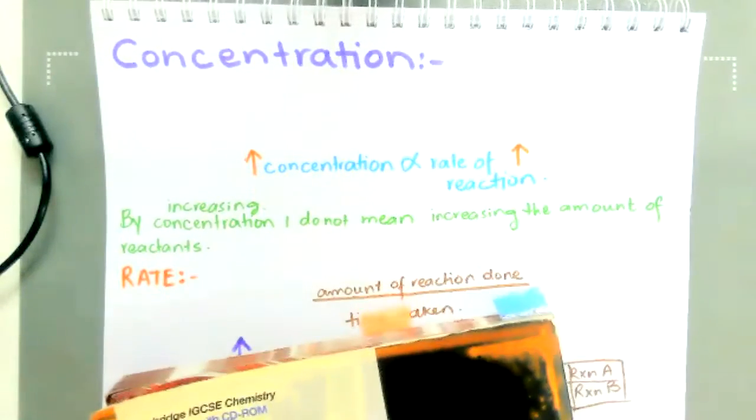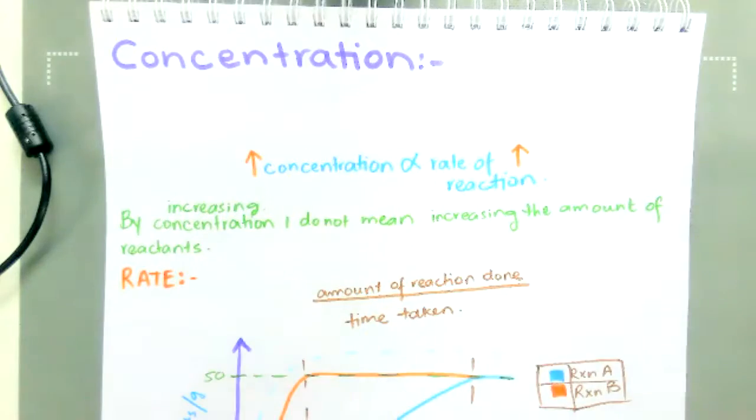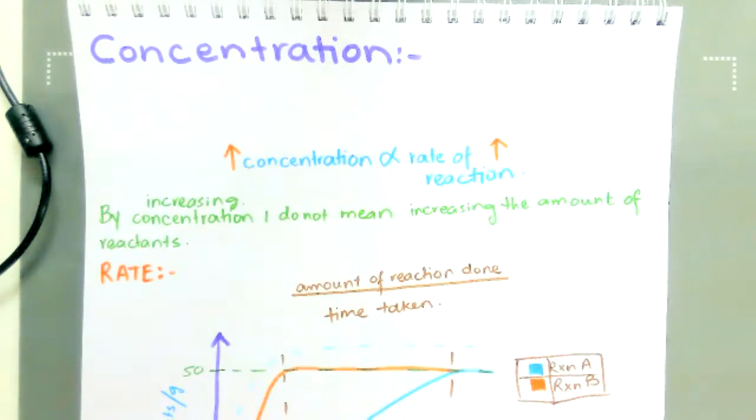We're going to start with concentration. By increasing concentration, as we already discussed, I do not mean increasing the amount of reactants, because we're just going to affect the rate, not the amount of product produced. So we will be using the same number of moles in a smaller volume. The number of moles would stay the same, and therefore the number of moles of product would stay the same, but we just decrease the volume and therefore we increase the concentration.